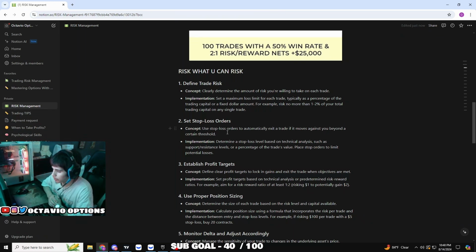So establish targets, guys. Concept: define clear profit targets to lock in gains and exit the trade when objectives are met. Implement: set profit targets based on technical analysis and risk reward ratios, guys. For example, aim for a risk to reward ratio of at least 1 to 2, risking $1 to potentially gain $2. If you're risking $100 in that trade, you better be expecting to make not 200 but at least 100, to even it out. You know what I'm saying? And if you can make that 200, that's a 2-to-1. That's even better.